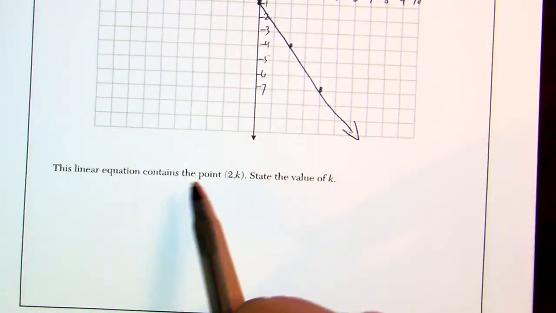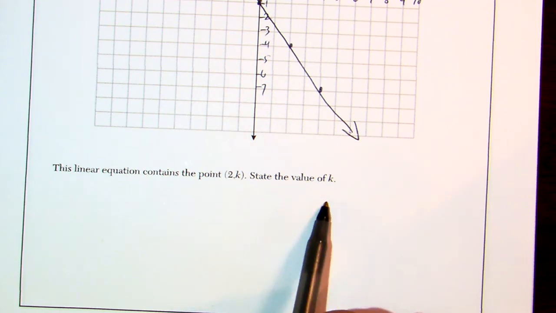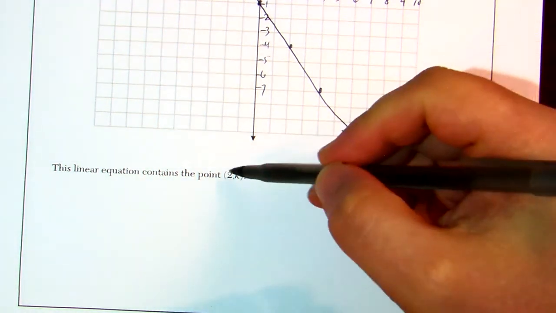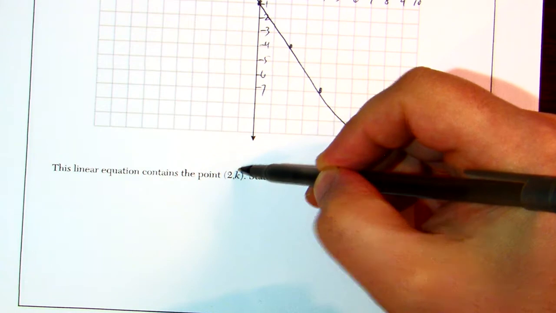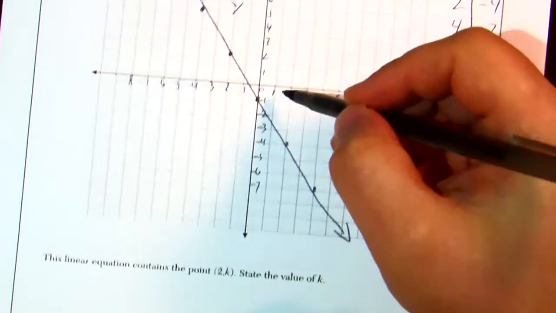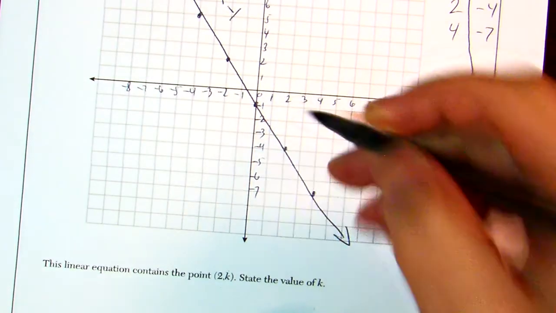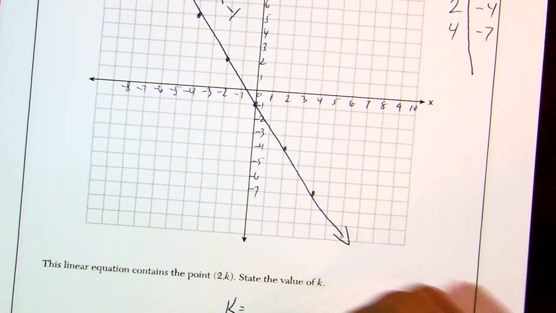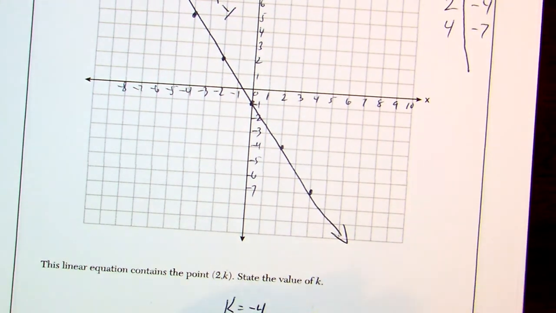And then on the bottom it has the equation. The linear equation contains the point (2, k). State the value of k. So where x is 2, what is y going to be essentially? So when x is 2, y is going to be at negative 4. So k equals negative 4.